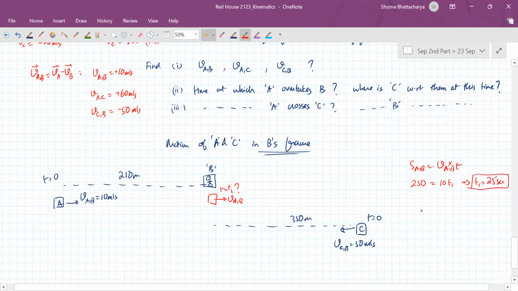And at that point of time, what is the displacement of C with respect to B? It is the velocity of C with respect to B into t. So that will become 50, but with minus sign actually, into 25. It will be minus 750 meters. So C at that moment is somewhere far away. At t equal to t1, C has reached somewhere here.